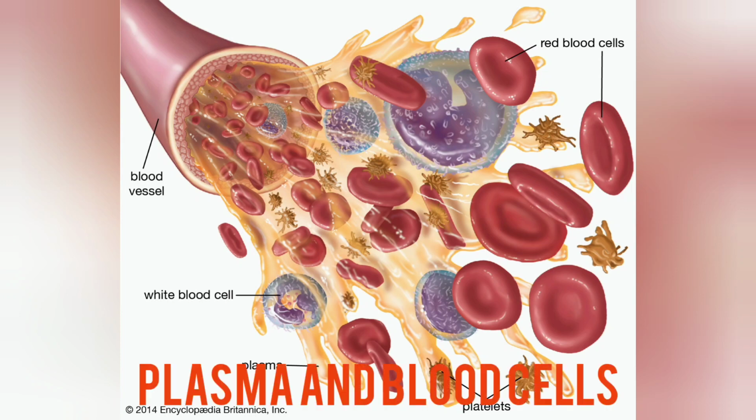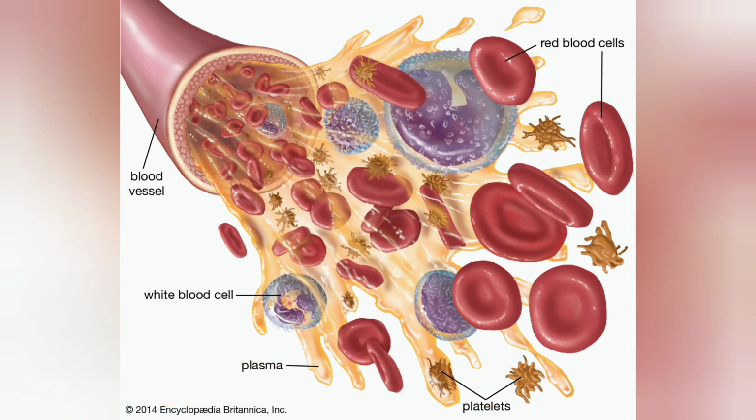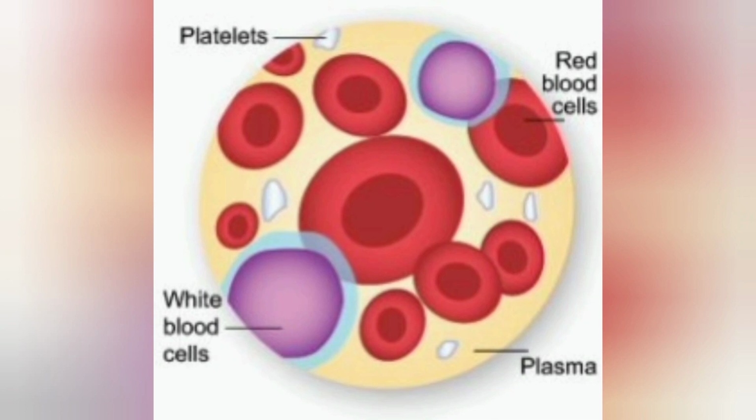The plasma is a liquid matrix of blood which has pale yellow color. 90 to 92% water, 8 to 10% different organic and inorganic substances. Several proteins like albumin, globulin, fibrinogen present. Serum. It is watery fluid which separates from blood when the latter coagulates.